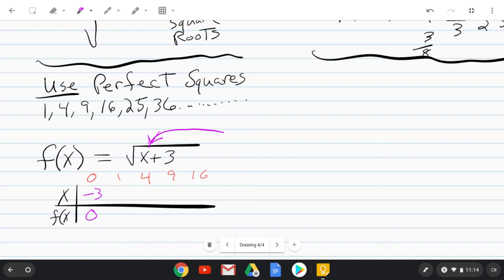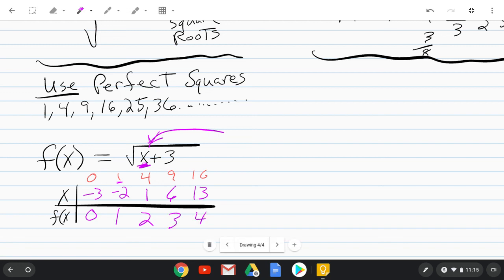What can I put in for this x to make x plus 3 equal 1? Well, I could put in a -2. -2 plus 3 is 1. And then the square root of 1 is 1. What can I put in for this x to make x plus 3 equal 4? Well, I can put in a 1. What plus 3 equals 9? 6. What plus 3 equals 16? Well, 13. And then I can take those square roots to be 2, 3, and 4.